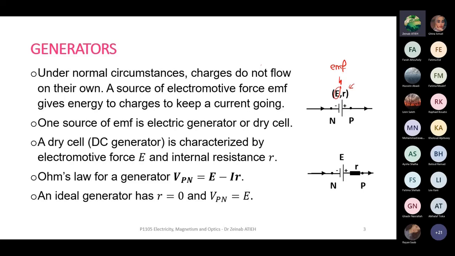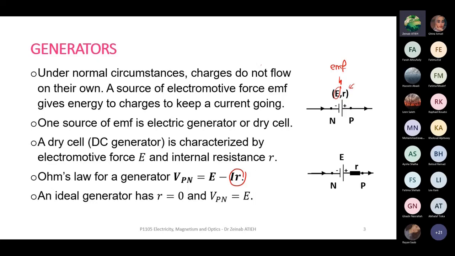It says 1.5 on it, but when it works, it will consume some of its energy and transform it to heat, meaning it will heat up a little, so it will not deliver E, it will deliver E minus IR. This small IR is consumed by the battery itself because it's going to heat. Okay, as if it contains a small resistor R.